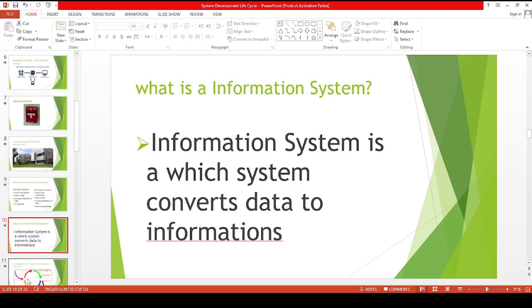Then, what is an information system? That is the main thing of our lesson. What is an information system? An information system is a system which converts data to information. Let's go.